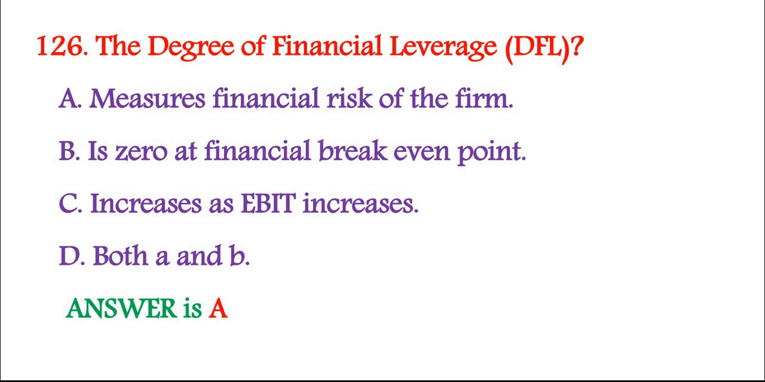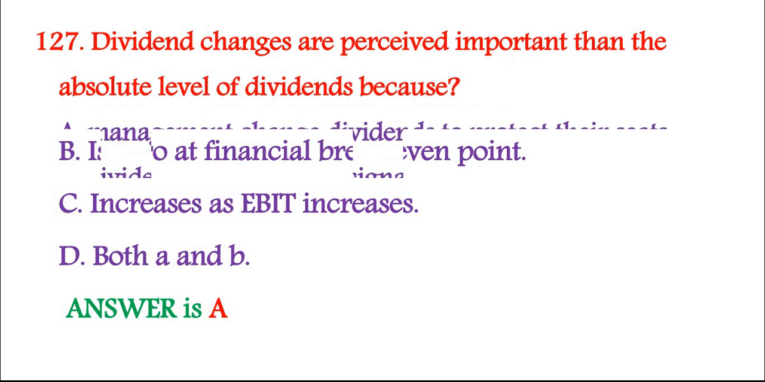126. The degree of financial leverage, DFL. A. Measures financial risk of the firm. B. Is 0 at financial break-even point. C. Increases as EBIT increases. D. Both A and B. Answer is A.